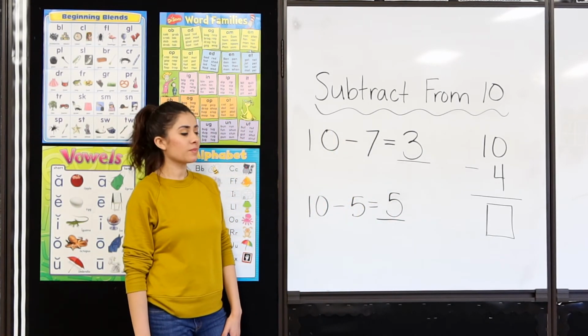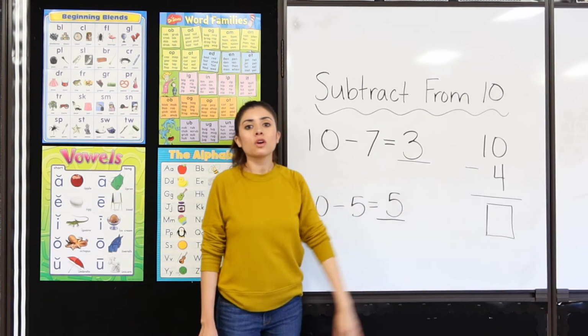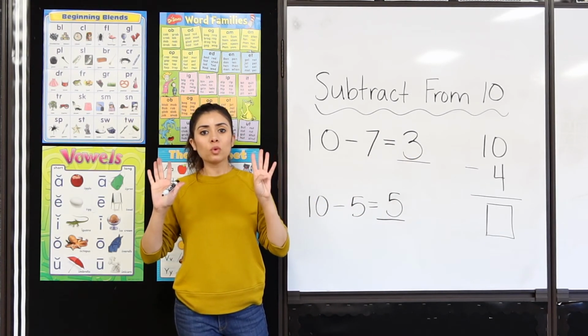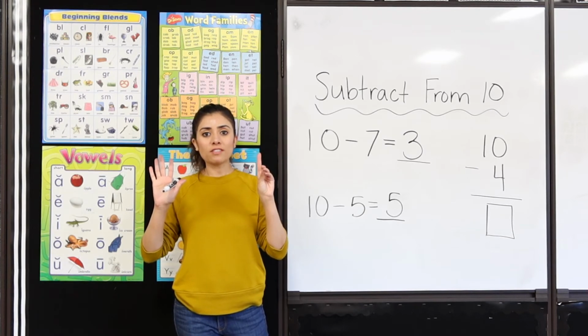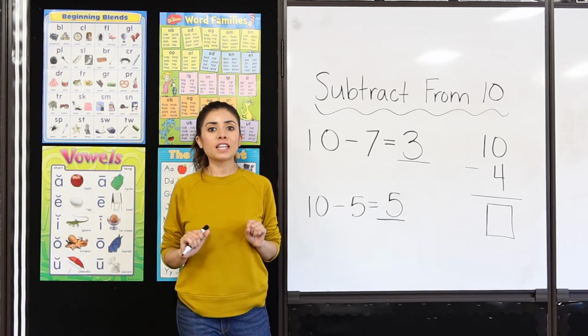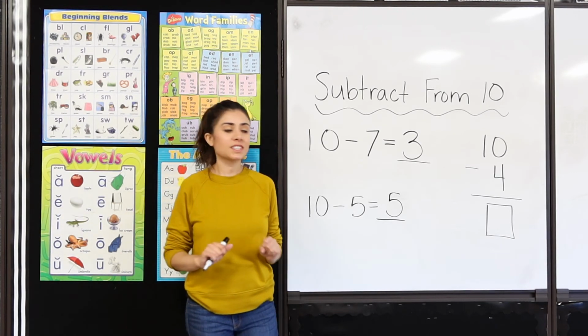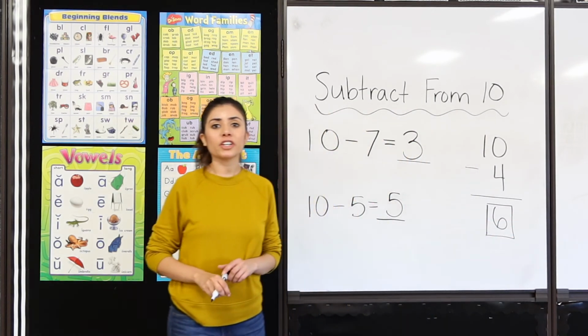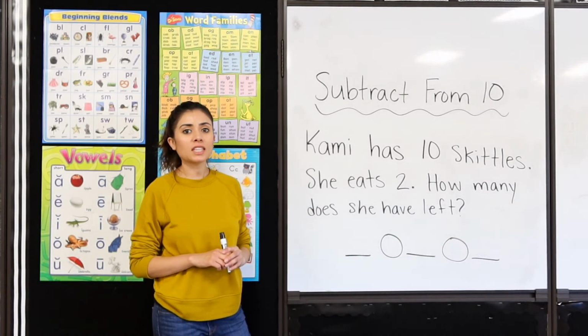Good job. 10 minus 4. Hold up your 10 fingers and let's go ahead and put 4 down. 1, 2, 3, 4. So how many do I have left? 5, 6. 10 minus 4 equals 6. Good work.